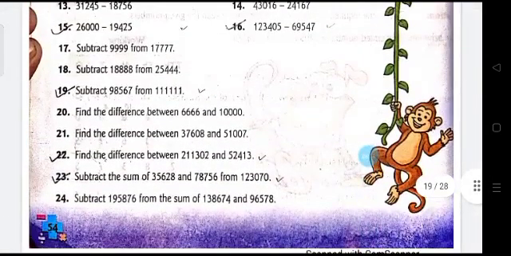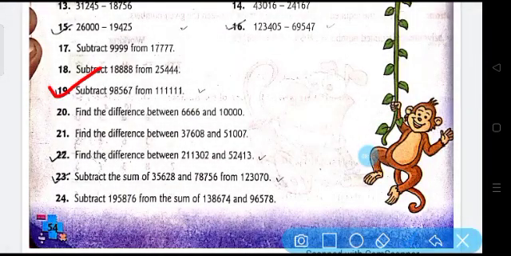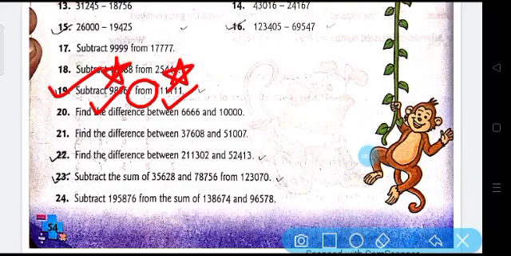Now let us read question number 19 students. Question number 19 is that you have to subtract 98,567 from 1,11,111. So they have given you the word from. It means this is the subtrahend and now this is the minuend. You have to subtract the subtrahend from the minuend only. So here our subtrahend is this one part and minuend is this one part. Okay. So in the same manner we will be doing subtraction.